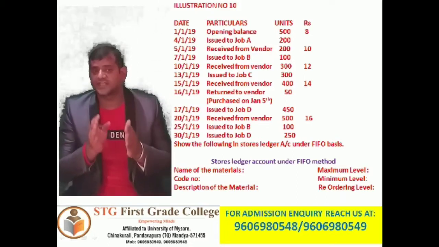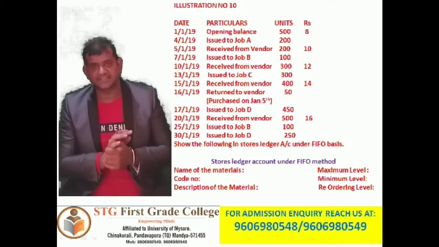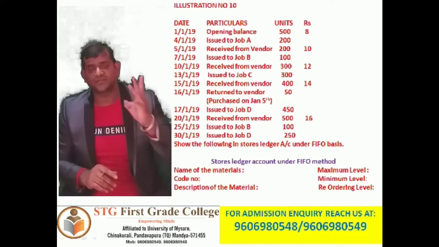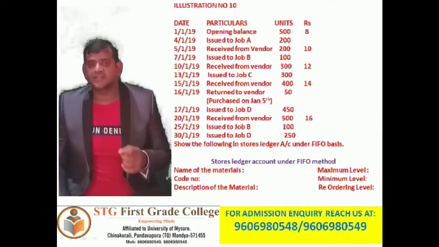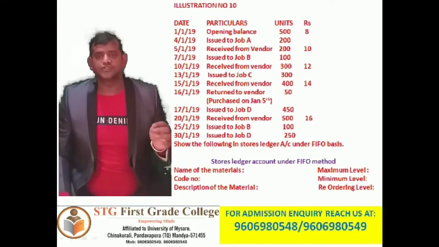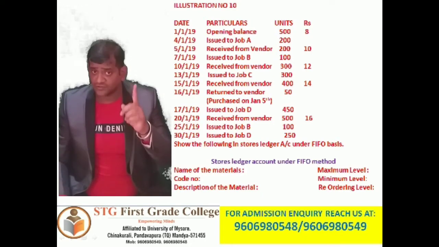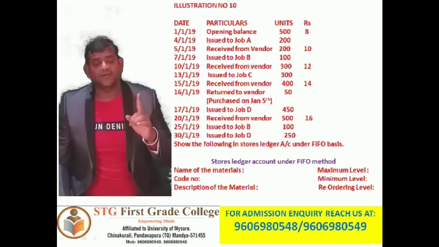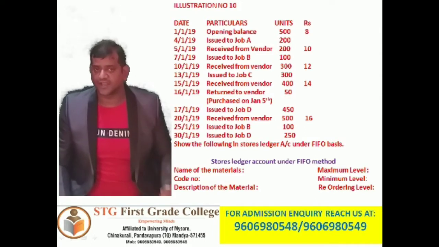So 100 units has been issued to job B, that is on 7/1/2019. On 10/1/2019, received from vendor 300 units at rupees 12. On 13/1/2019, issued to job C 300 units. Look at the problem carefully.